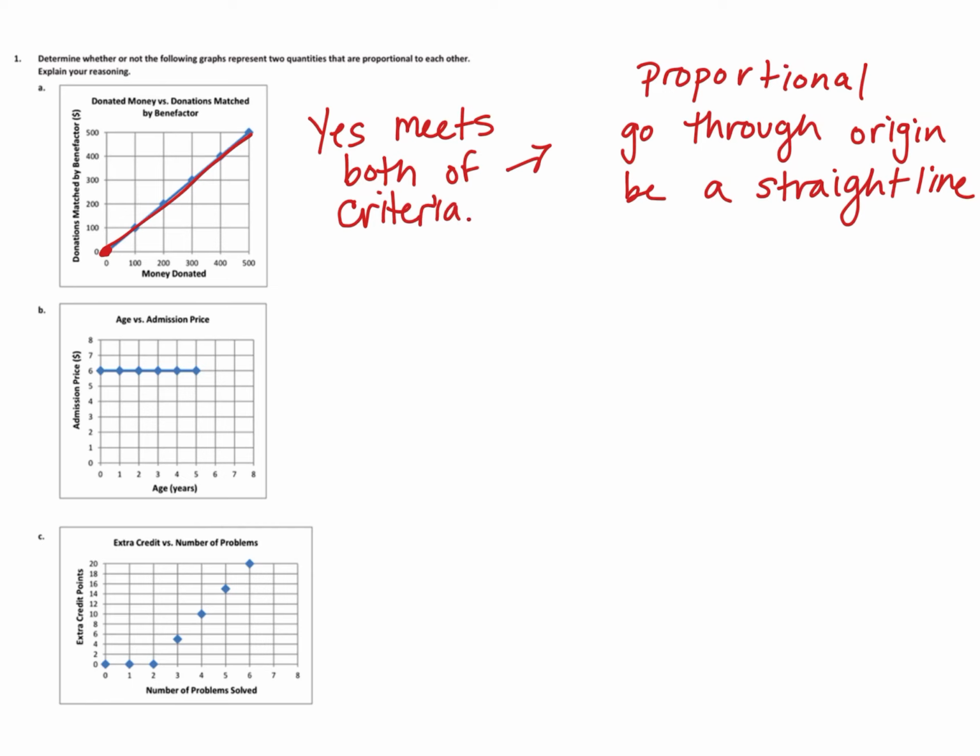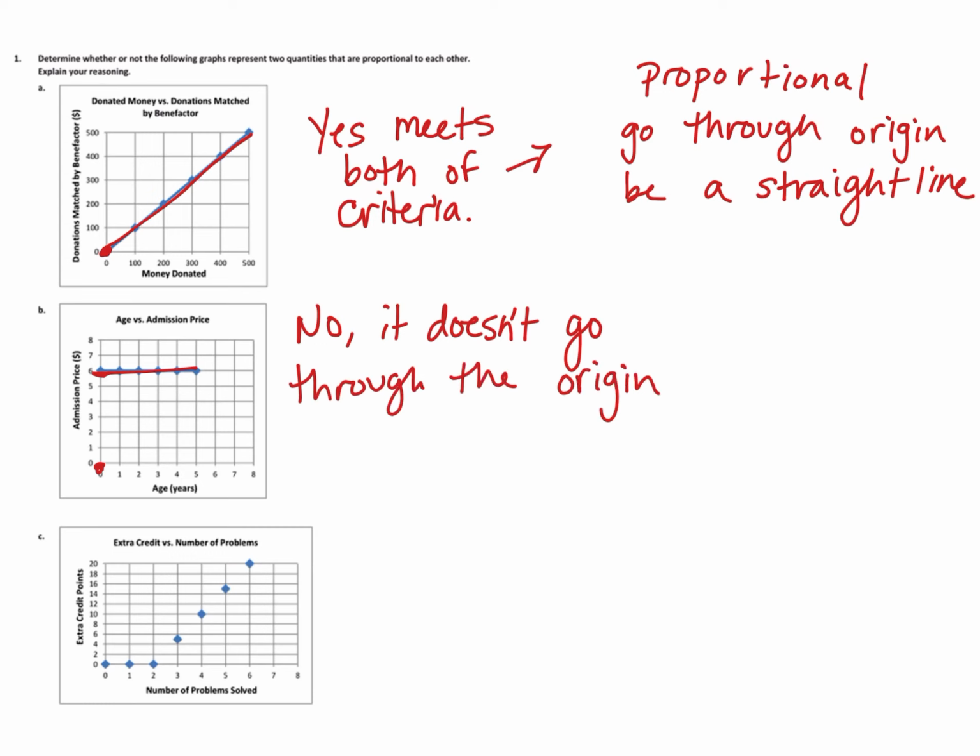Okay, B. This is a straight line, but it does not go through the origin. So no, it doesn't go through the origin. On this one, it goes through the origin, but it does not create a straight line. So it is not proportional.